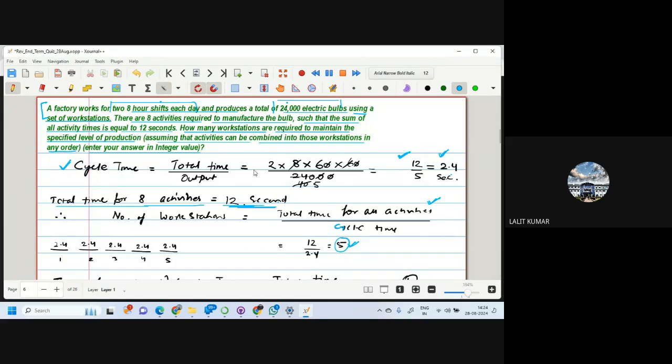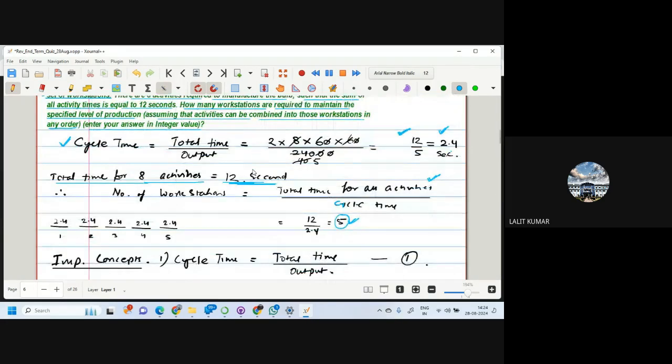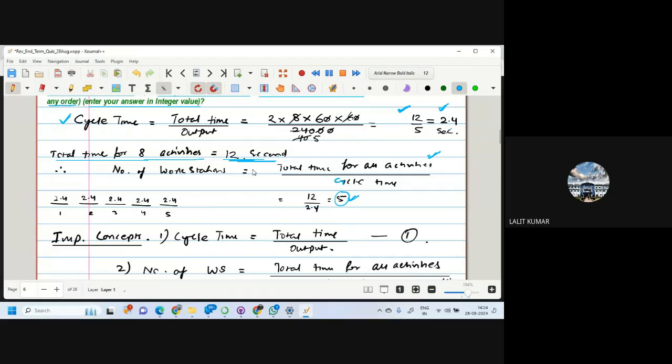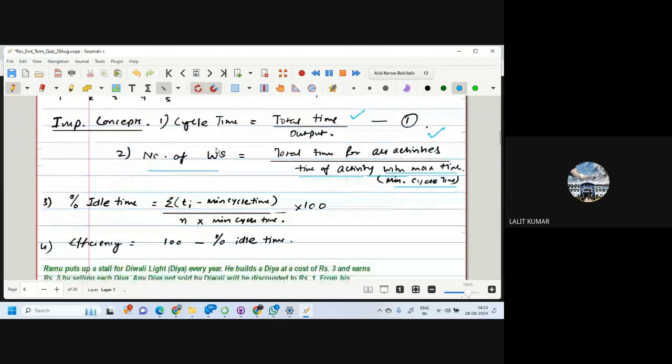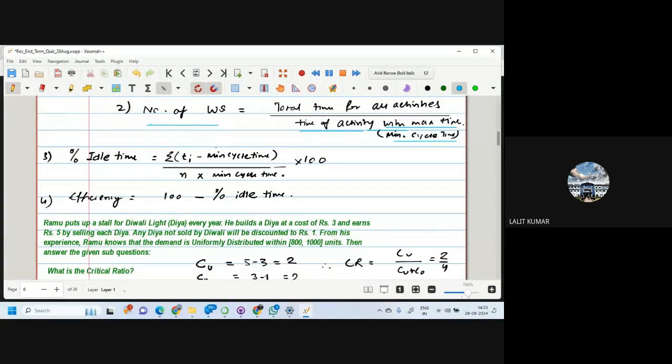This kind of questions we'll be solving in another PYPs also. So with time it will become clear. So this is the important concept. Cycle time is equal to total time by output, and number of workstations is total time for activities divided by time of activity with max time. That is the mean cycle time. And here only, if the question comes like for the idle time, efficiency, these are the formulas which we know.